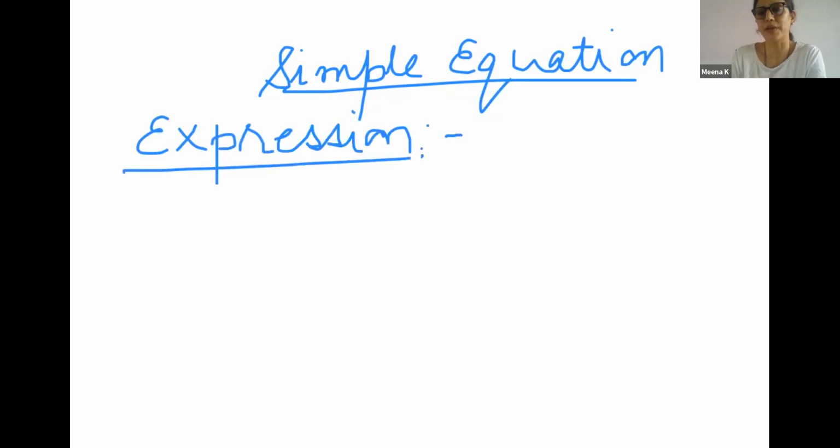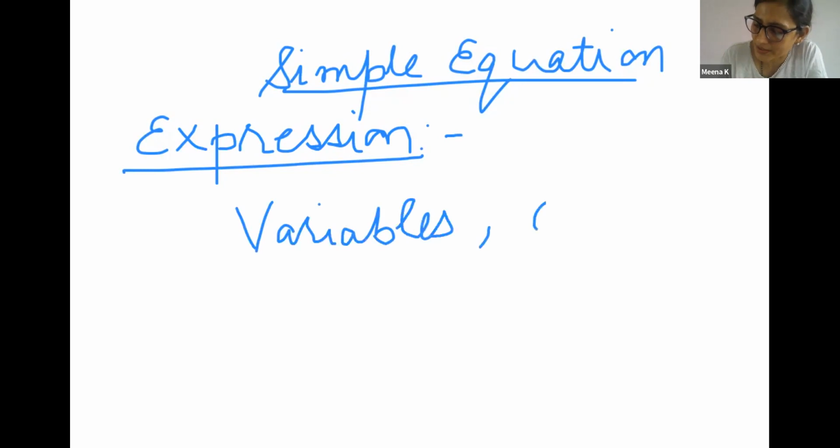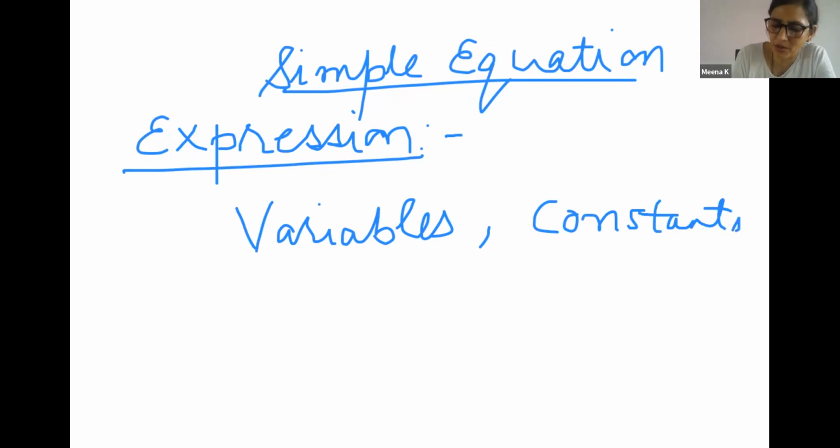So what do you mean by expression? Expression contains your constants and, just now Yani mentioned something about variable and a constant, right? Yes, algebraic expressions like 4a minus 3b. So what does it contain? It contains variables and constants, right? Along with the mathematical operations. Using some mathematical operations, what are the 4 mathematical operations? Basic: addition, subtraction, multiplication, and division, right?